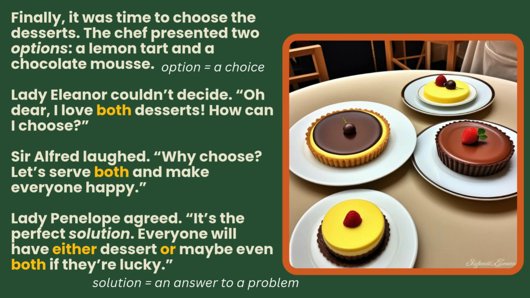Finally, it was time to choose the desserts. The chef presented 2 options, a lemon tart and a chocolate mousse. Option means a choice. Lady Eleanor couldn't decide. "Oh dear, I love both desserts. How can I choose?" Sir Alfred laughed. "Why choose? Let's serve both and make everyone happy." Lady Penelope agreed. "It's the perfect solution. Everyone will have either dessert or maybe even both if they're lucky. Solution is an answer to a problem."